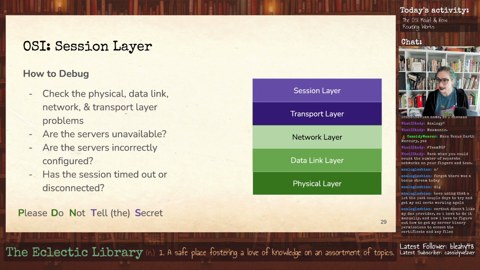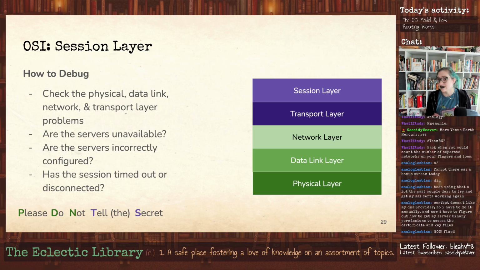So, debugging things. Debugging at the session layer, as always, you're going to check the lower layers first. Make sure everything's plugged in, that your network is actually connected up and working properly, that messages are getting received, and that messages are actually getting sent. Then you're going to check to see if the server running on your destination is actually available. Maybe it's down, or maybe it's not receiving requests right now. Check to see if the servers are incorrectly configured.